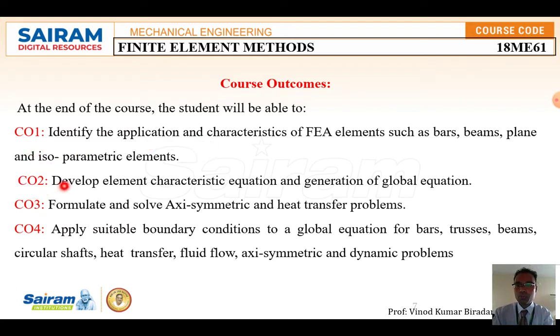Now the second CO, course outcome 2, is to develop the element characteristic equation and the global stiffness matrix. Here you are able to solve numerical problems, or find the global stiffness matrix of different materials. The third one is to formulate and solve axisymmetric and heat transfer problems. So you are able to solve numerical problems on axisymmetric and heat transfer problems also.